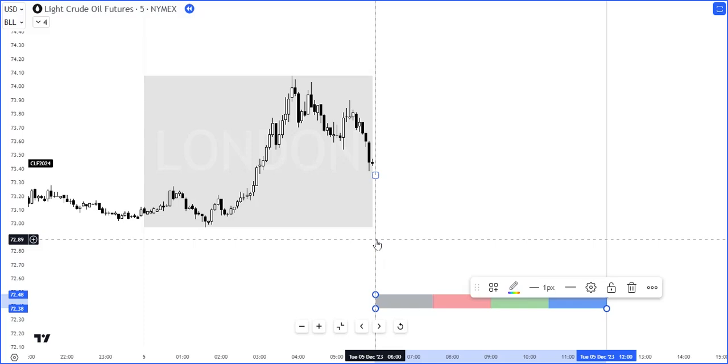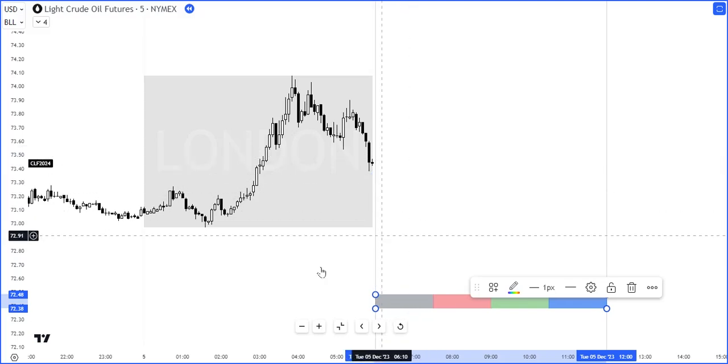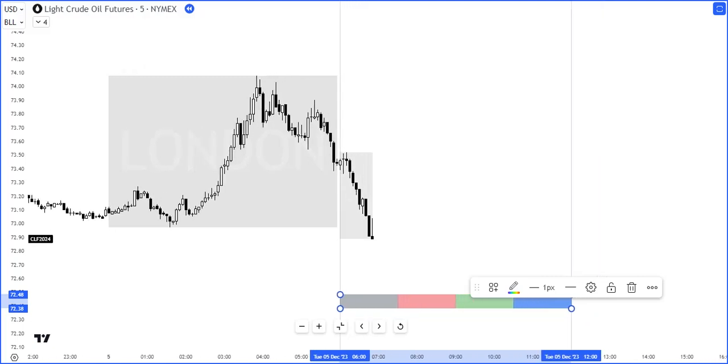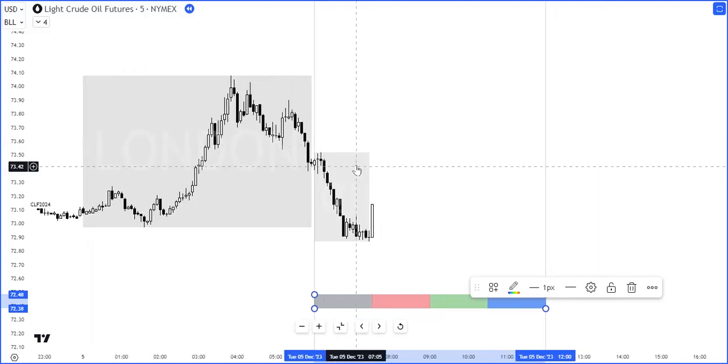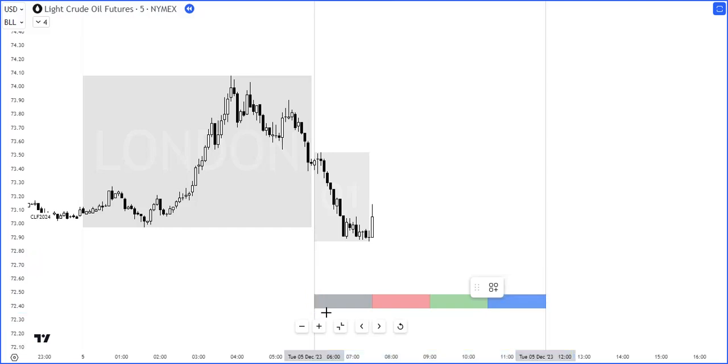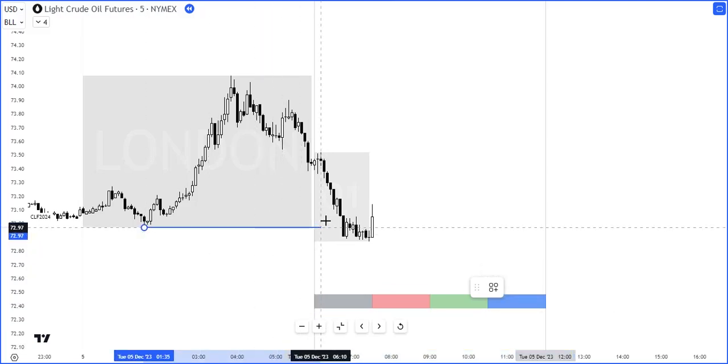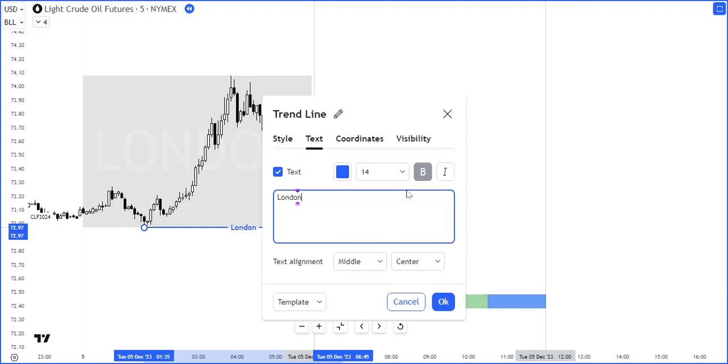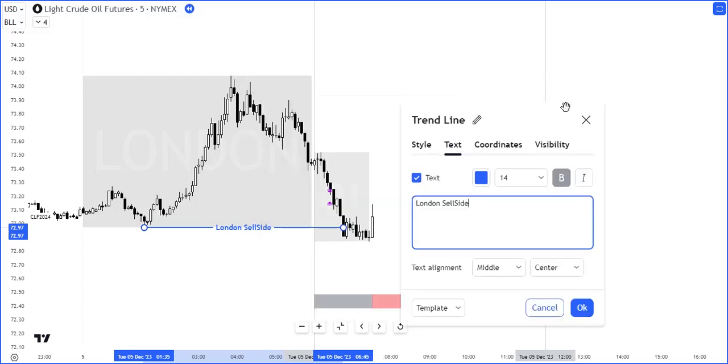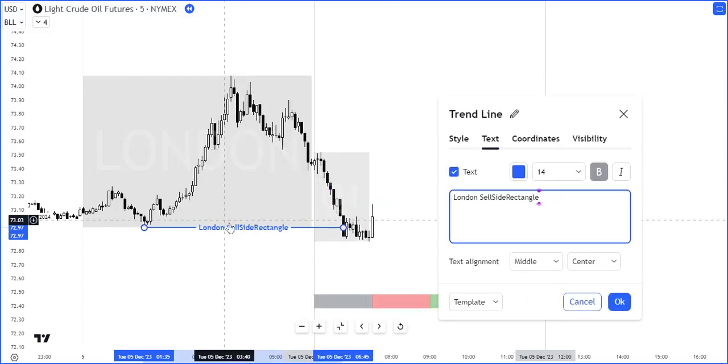First thing we require right now is price to create some form of an accumulation. So let's see how that forms. Okay, then the accumulation: our first quarter accumulation manages to sweep London sell side. So now, what's our drawn liquidity?